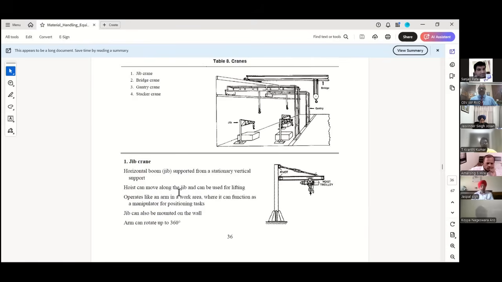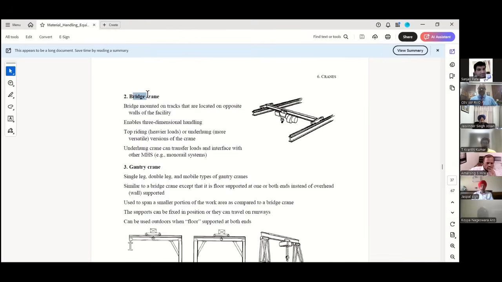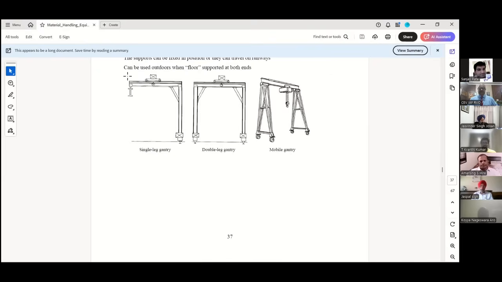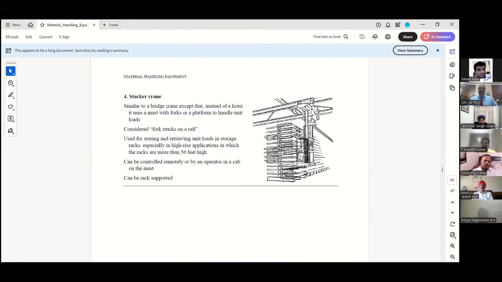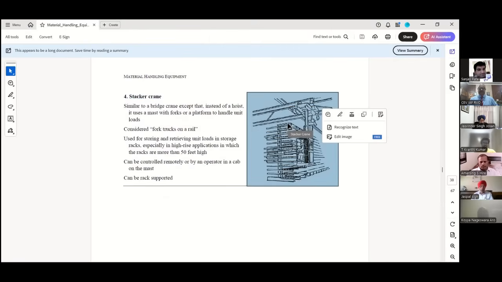Cranes. In cranes, there are the jib cranes, one handle jib cranes, bridge crane, or simply what we know as an EOT, overhead traveling crane, gantry crane, okay, for the movement of heavy materials, just like stone, and stacker crane for the palletization or for the stacking of boxes or materials. Okay.